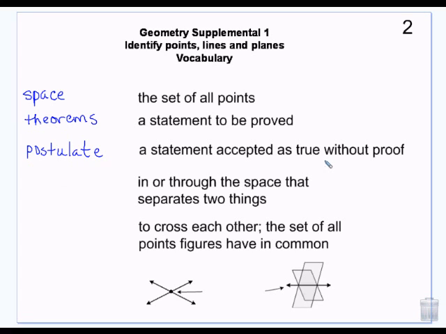Just an example of a postulate, I am a human being. Do you guys accept that as true without me proving it? That would be a postulate. Okay, my theorem would be I can fly. You'd want me to prove that, right? So that would be a theorem. But I can't fly, so.